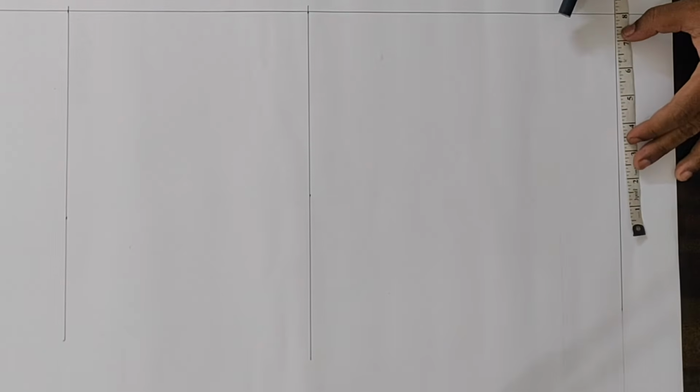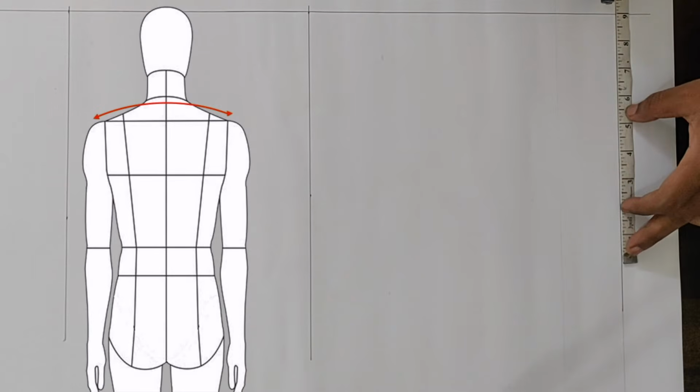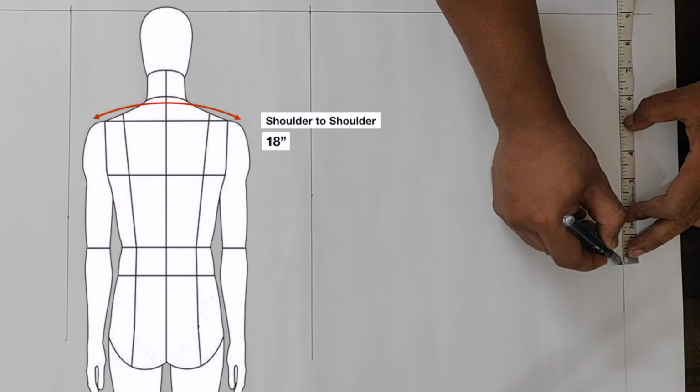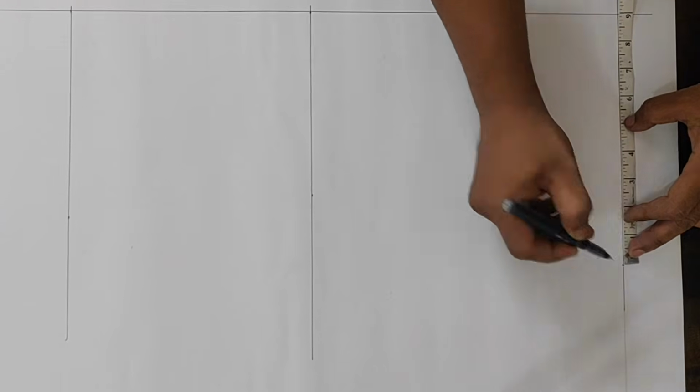So after defining the chest position on the center back line, next we will construct the shoulder and back neck. To construct the shoulder, place half of the shoulder to shoulder measurement on the shoulder to shoulder line. In my pattern, the shoulder to shoulder measurement is 18 inches, so half of shoulder to shoulder is 9 inch. Place the same on the shoulder to shoulder line and define the shoulder edge position.